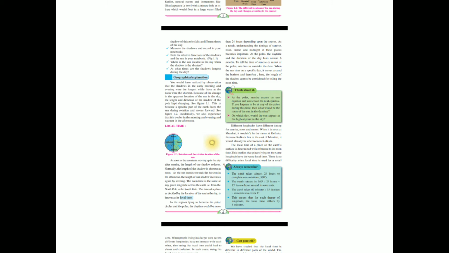The noon time is the same at a given longitude across the earth, that is from the north pole to the south pole. The time of a place as decided by the location of the sun in the sky is known as the local time. What is the local time? See, the time of a place as decided by the location of the sun in the sky for that particular place is known as the local time.